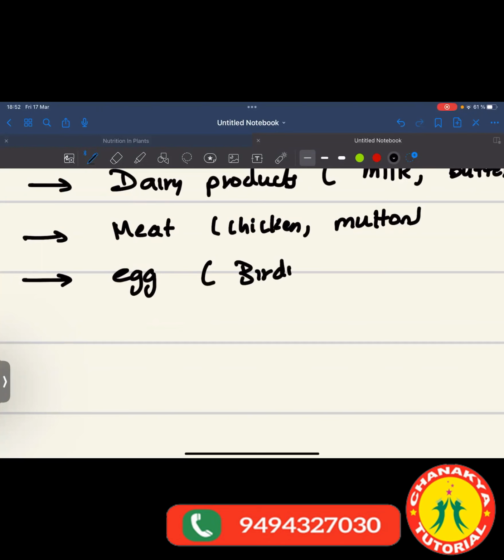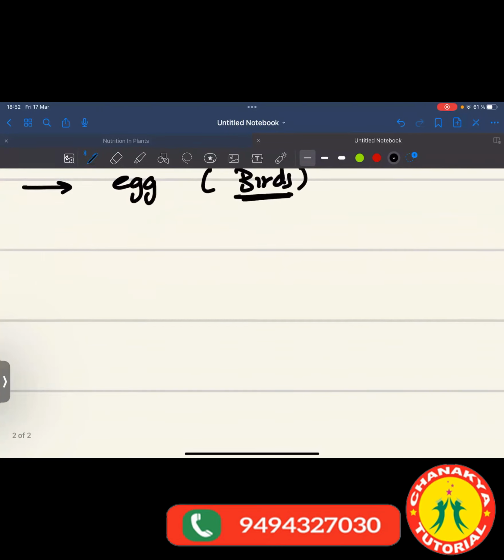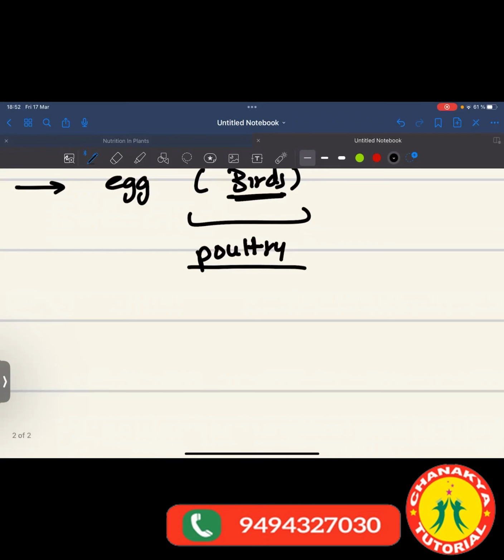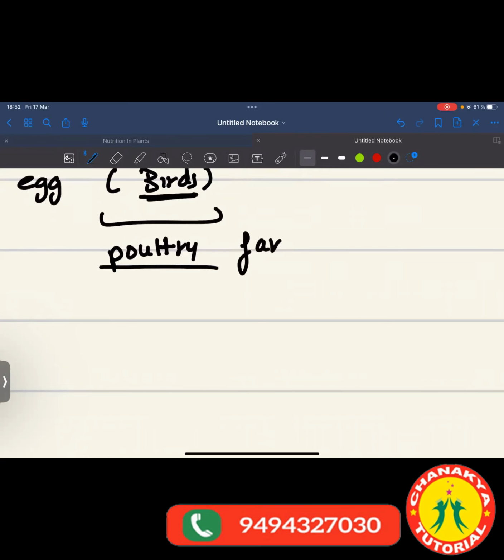So instead of saying birds, you have another term, which is known as poultry. What is it called? Poultry. You can see in certain places they grow these hens and chickens in a big farm and they collect these eggs. So this is known as poultry farming.